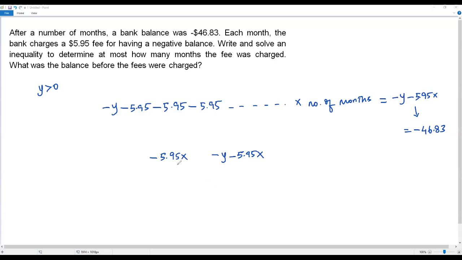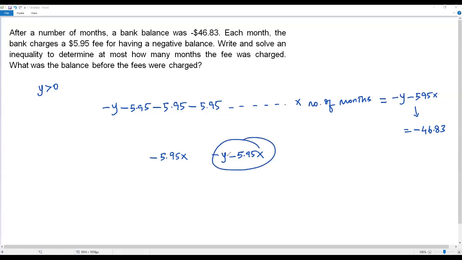Actually here we have to consider an important point about negative values. Whenever we have a bigger number with a negative sign, it is actually smaller in value. And when we have a smaller number with a negative sign, it is actually bigger in value. So here we have negative 5.95X, the same value we have over here, negative 5.95X. And apart from this negative value, we have one more negative value over here. So clearly, this is a bigger number with a negative sign. So this is actually smaller in value.